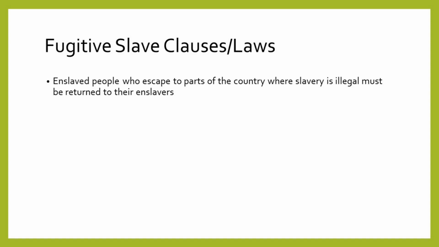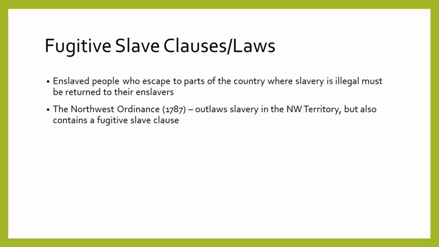Last episode, we talked about how the Northwest Ordinance banned slavery in the Northwest Territory, but I didn't have time to mention that there's also a Fugitive Slave Clause in there, which ensures that enslaved people don't legally get freedom just because they make it to Ohio.